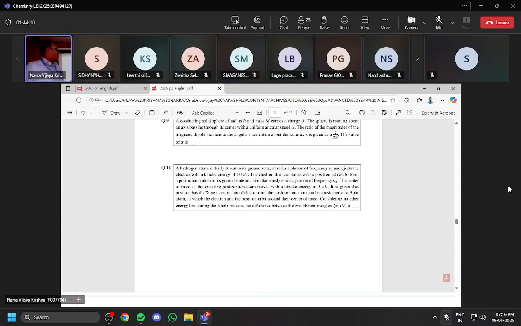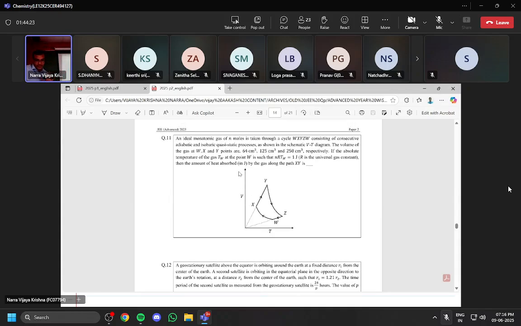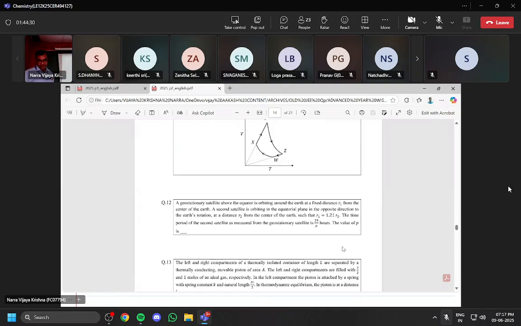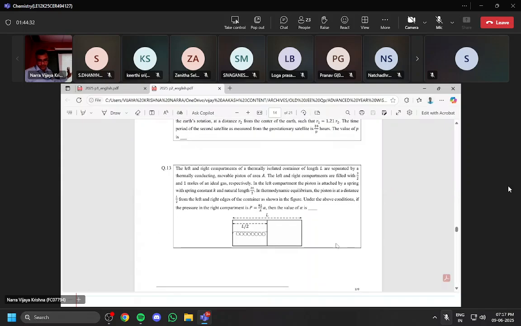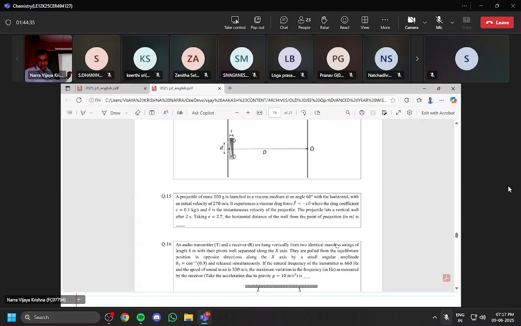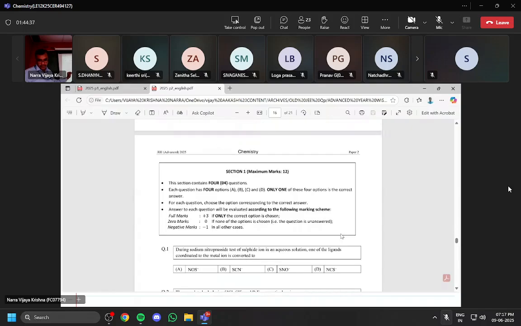Hydrogen-like atom initially at rest in its ground state absorbs a photon of frequency nu1 and ejects a photoelectron. Einstein's photoelectric effect. What, man? So, fifth question. Thermodynamics. Sixth question. Right, 6 questions. So, if you read chemistry properly, in physics also you can solve 6 questions.